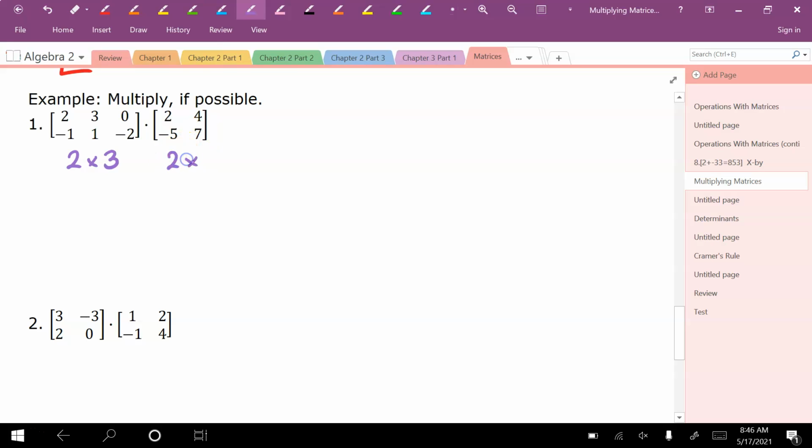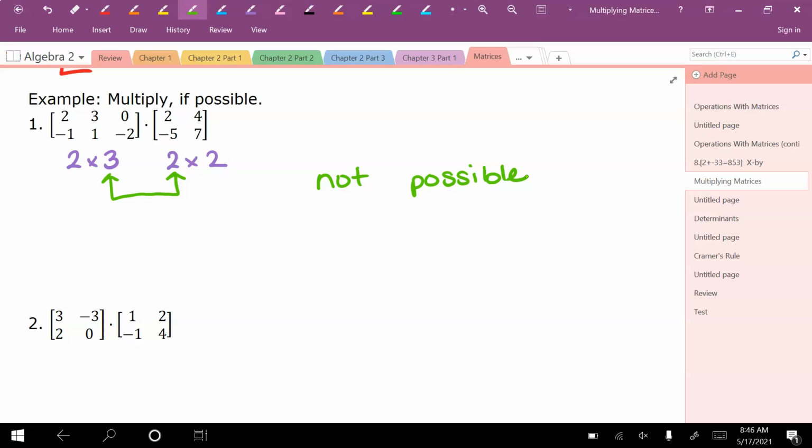2 by 2. Can I multiply these? Why not? Right, this 3 and this 2 have to be the same number, and they're not. So this one I'm actually not able to do. So there will be some out there that, if they say try to multiply these, you may not be able to, because the dimensions don't match up like they should.